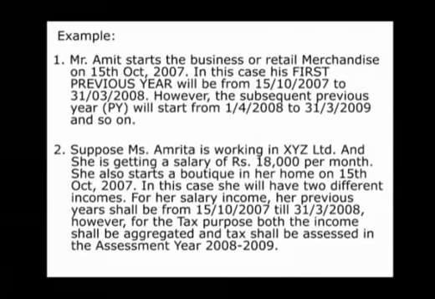It means, if you see in this example, she will be having two previous years. One previous year would be for the salary income and another previous year would be for the business income. However, from the next year, she will be having only one previous year, and it will be followed consistently for the years to come.